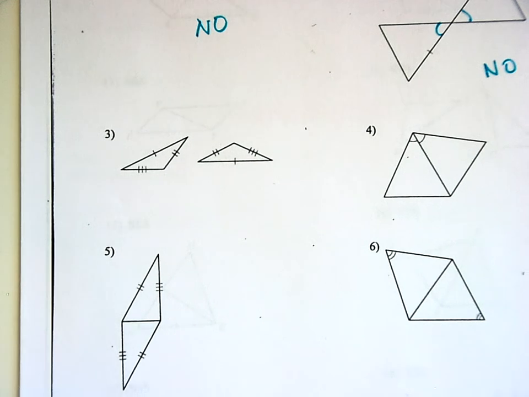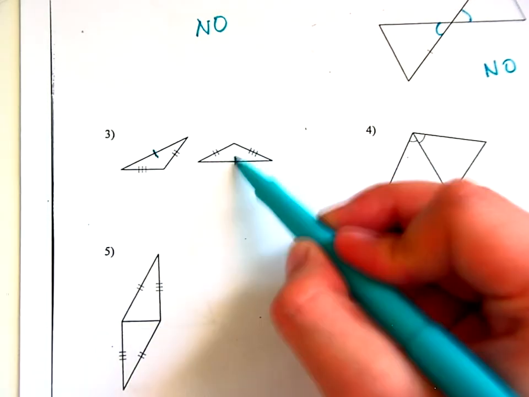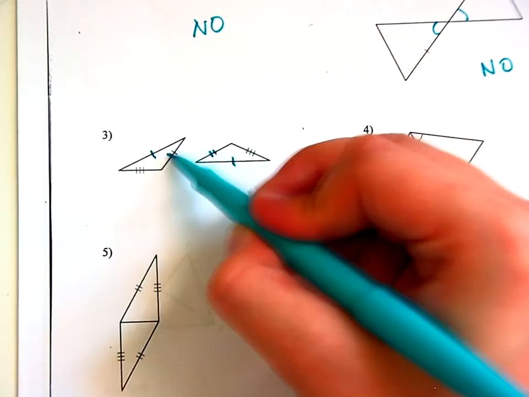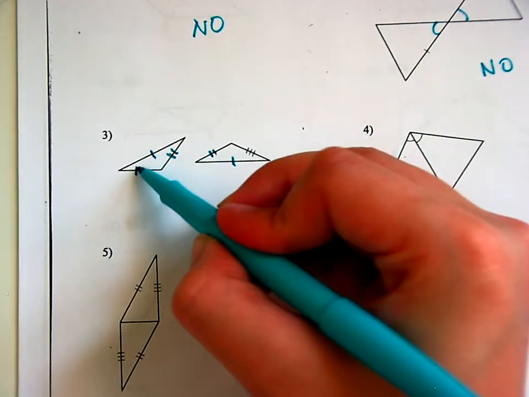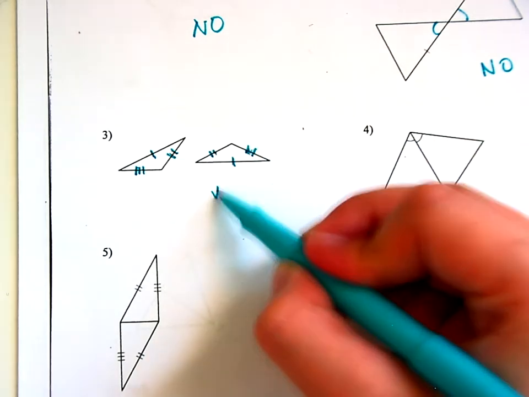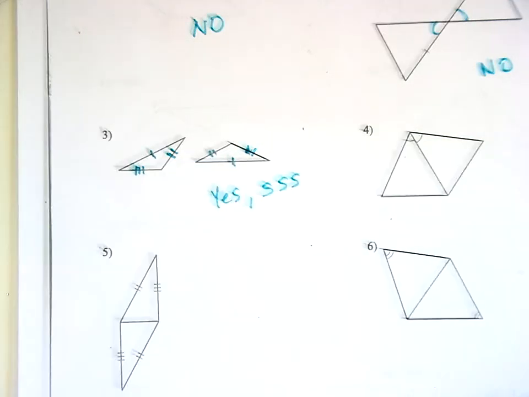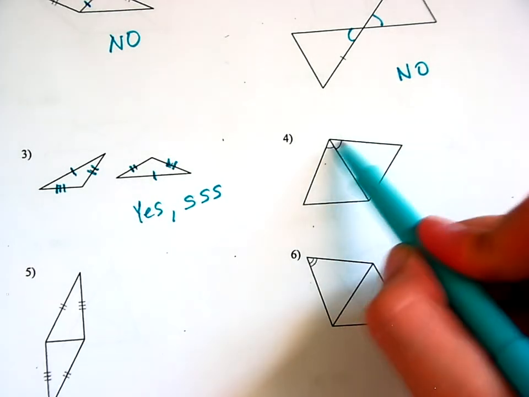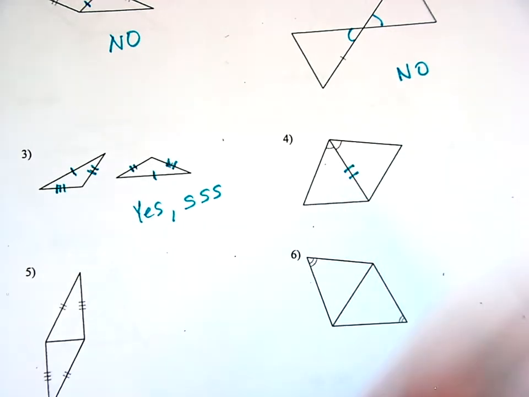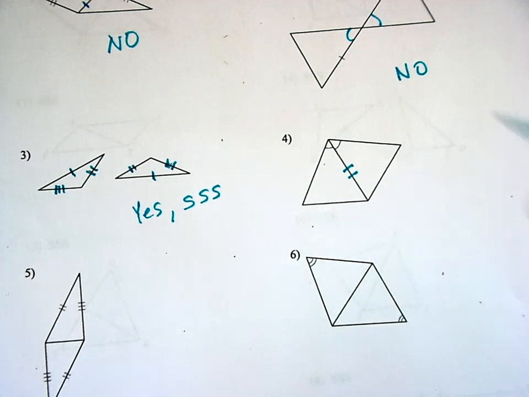Next one. All right, take a look. Side, side, and side. Yes, we know these are congruent triangles. All right, next one we have an angle that's congruent and a side that they share, and that's all we know. That is not enough information to say that those triangles are congruent.